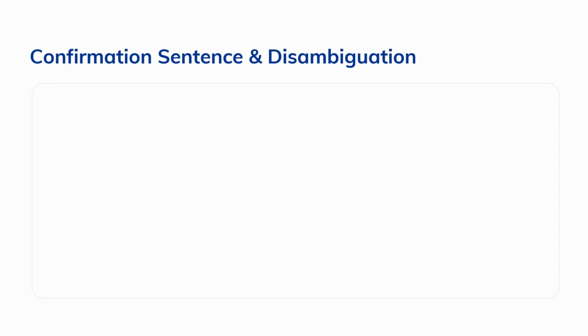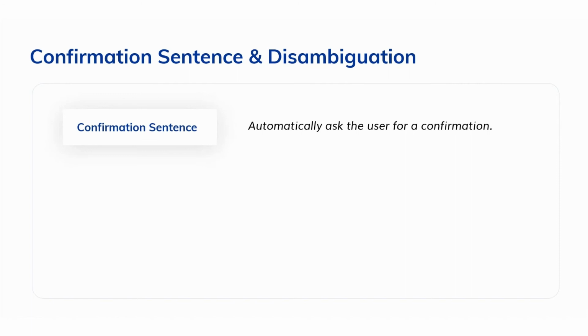Before we continue, I want to mention two more topics that you'll find on the advanced intent settings. They are confirmation sentence and intent disambiguation. What do they do? Well, the confirmation sentence automatically asks the user for confirmation. This is patented technology in Cognigy NLU, and this allows bots to effectively learn by themselves because they can automatically, independently ask users for confirmation, and if enough users confirm that a certain utterance points to a certain intent, the bot will have a way of learning this by itself.